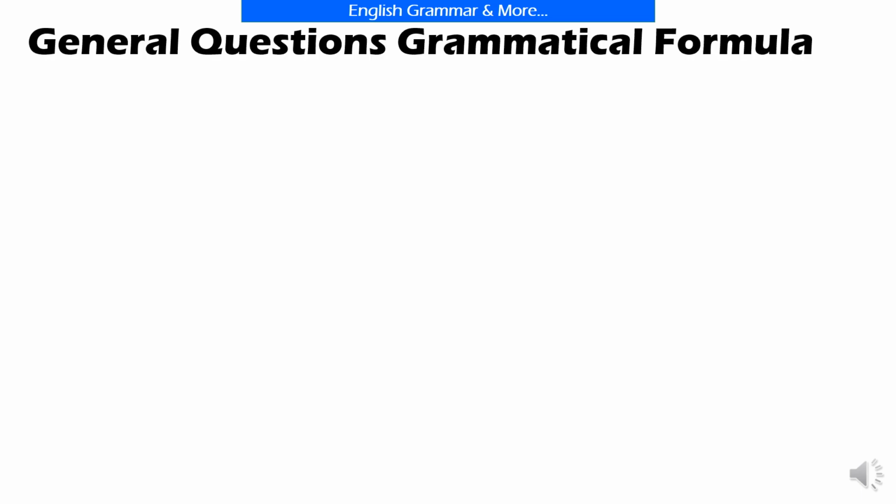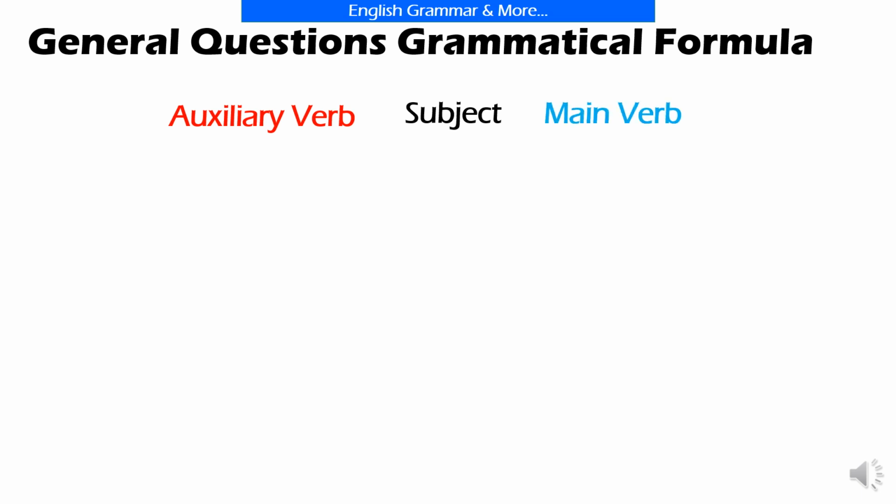On this slide, we'll learn what is the main grammatical formula used for general questions. Now, we always start general questions with an auxiliary verb that comes right before the subject. And if there is a main verb in the sentence, then we add the verb and then follow with the rest of the sentence. Let's see a few examples.